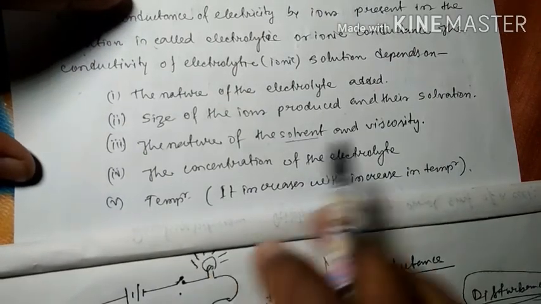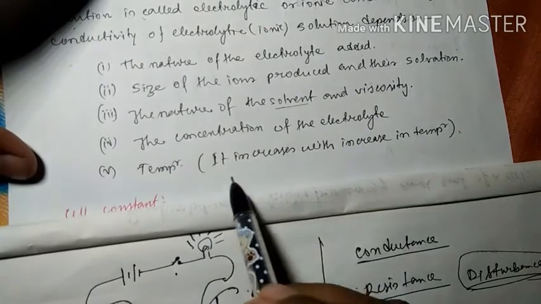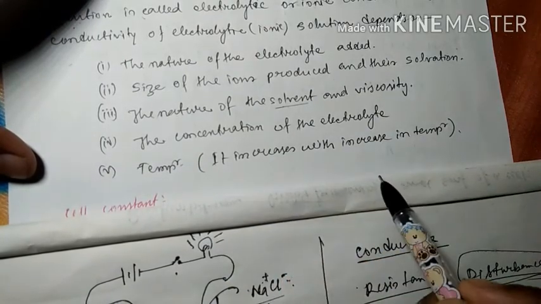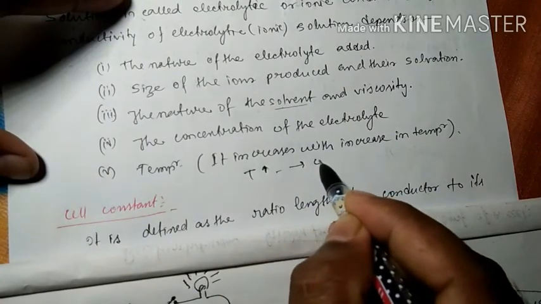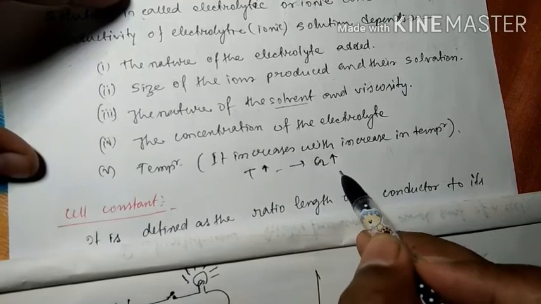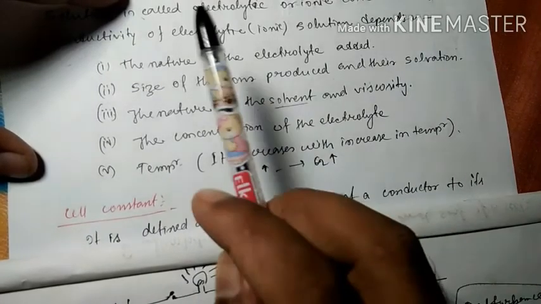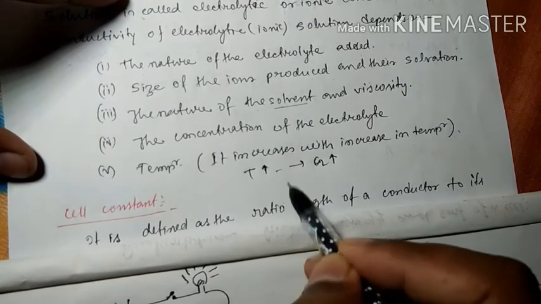Okay. Next thing is the temperature. Temperature is very important. Conductance increases with increase in temperature. That means when temperature increases, conductance, that means G, also increases in the electrolytic solution. Remember this one, not in metal. Metal is the inverse case.